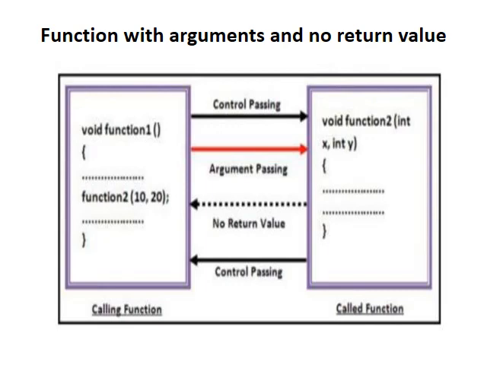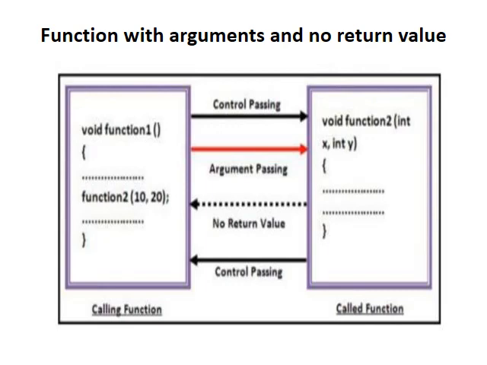So the next type is function with arguments and no return value. It means that a function takes the input from the calling function but will not return any value back to the calling function. So the example is shown over here. Now this time, when I am calling function2 from function1, I mention function2 10, 20. These are the arguments or the input passed to function 2.